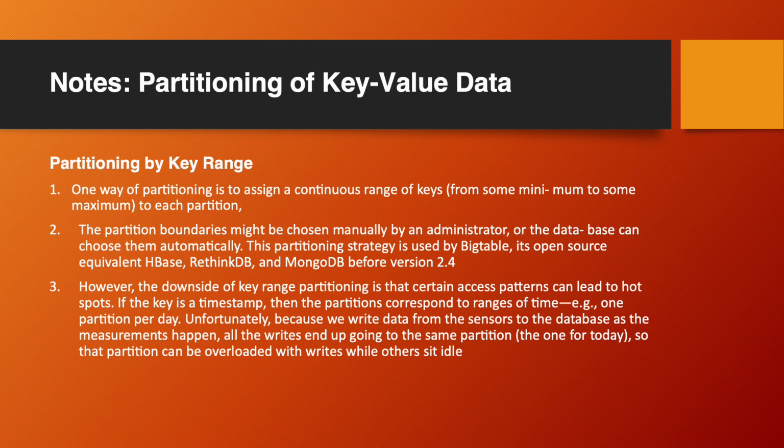Partitioning of key value data. Partitioning by key range. One way of partitioning is to assign a contiguous range of keys from some minimum to some maximum to each partition. The partition boundaries might be chosen manually by an administrator, or the database can choose them automatically. This partitioning strategy is used by Bigtable, its open source equivalent HBase, RethinkDB, and MongoDB before version 2.4. However, the downside of key range partitioning is that certain access patterns can lead to hotspots.